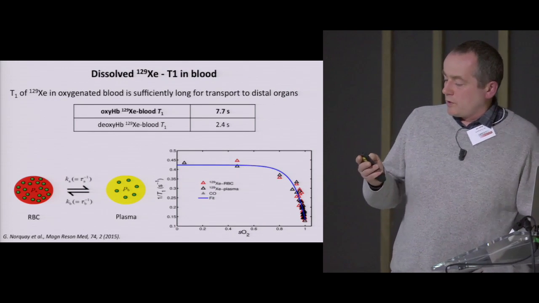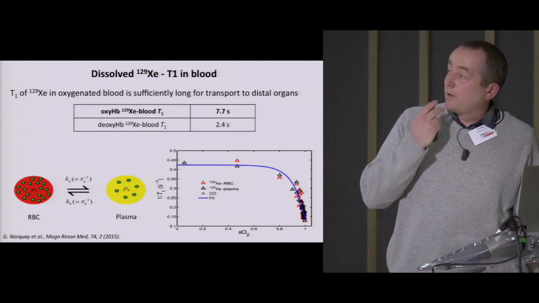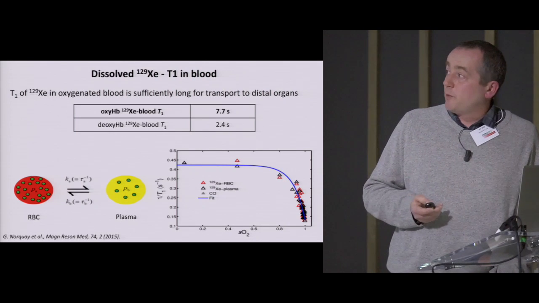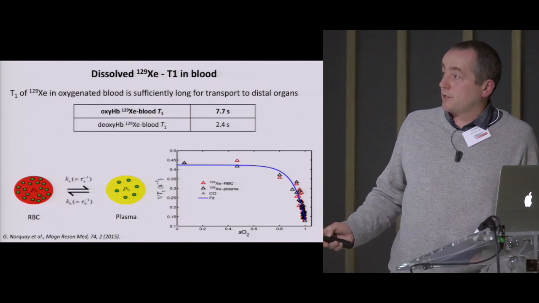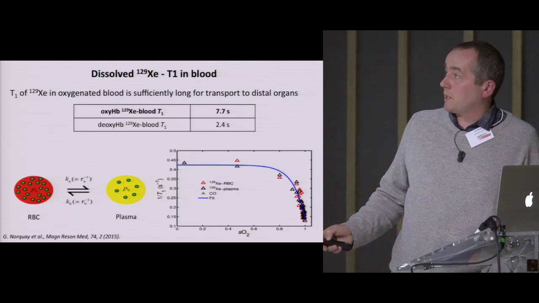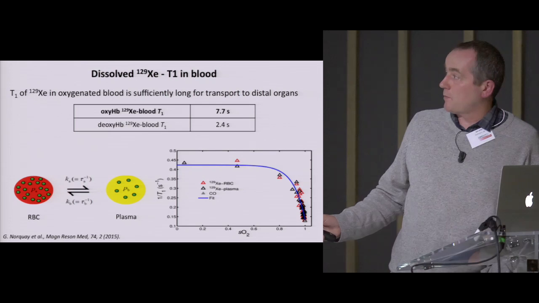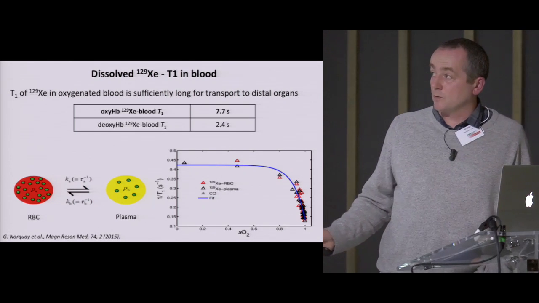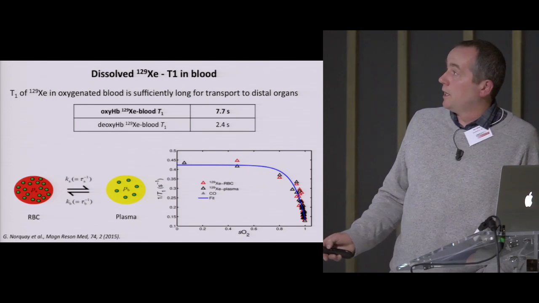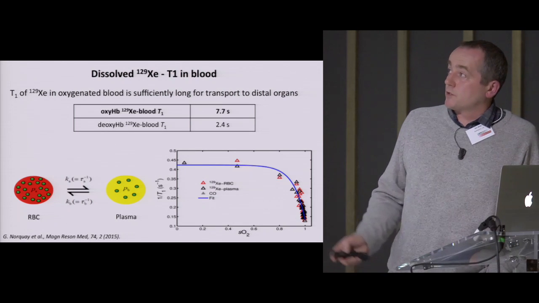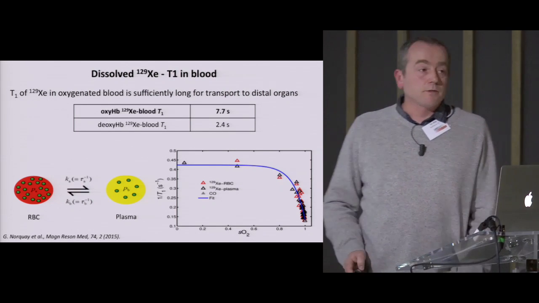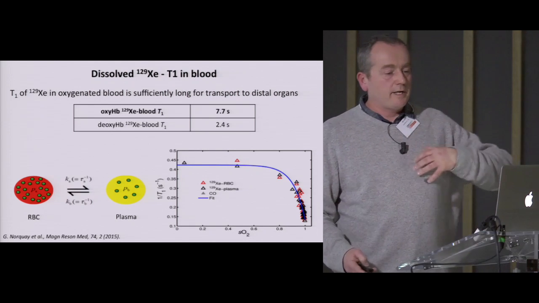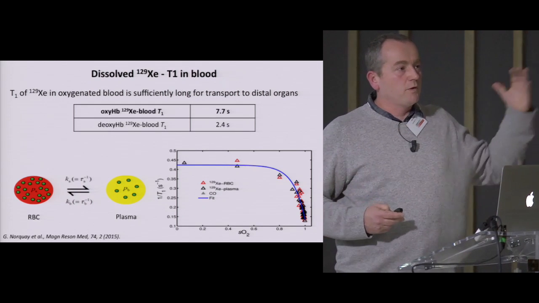We've also done some work looking at the relaxation time of xenon. And again, that's oxygen dependent. This is work done by Graham. We see that the relaxation time of the red blood cell and plasma peak of xenon in the lungs match each other very well because they're in constant chemical exchange. But it's oxygenation dependent. So in oxygenated blood, we've got T1s of about 8 seconds. So that means that inhaled xenon can get beyond the lungs.